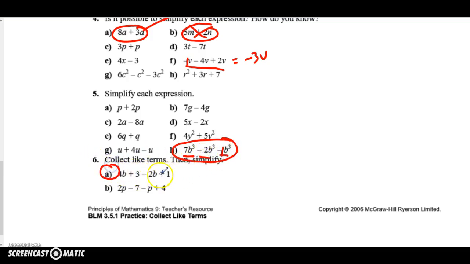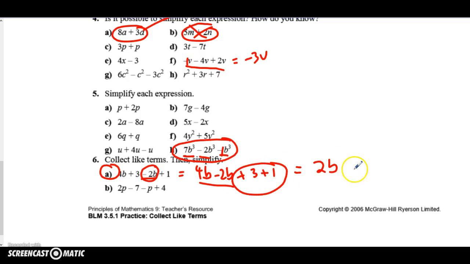If you have something like this, all you do, you can rewrite these. Okay, or don't, it's up to you. But if you want to put the terms that are like beside each other, there's 4b, and that minus 2 goes here. Okay, so the negative goes with the term, okay, and then plus 3 plus 1, and then you're going to collect those terms and get 2b. 4 minus 2 is 2, and then plus 3 plus 1 is plus 4, and then you're done. Don't keep, sorry, I should have crossed it out, but don't go any further.